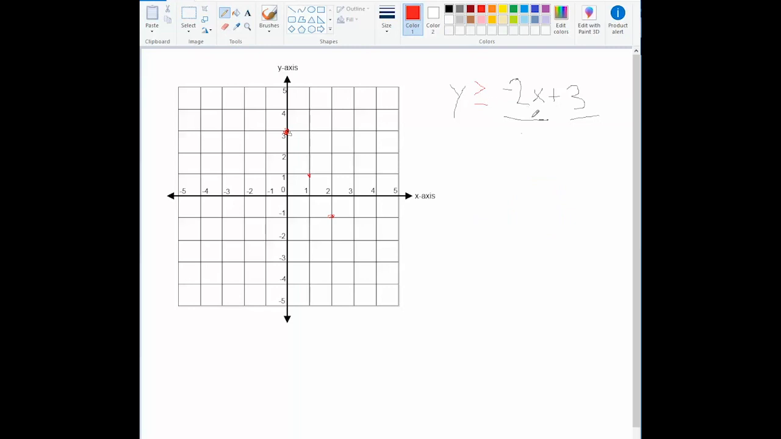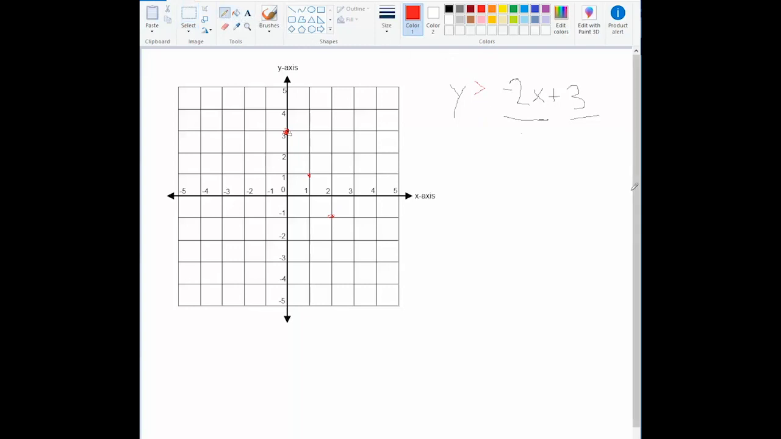Actually, let me backtrack. I'm not going to make it or equal to. I'm going to get rid of that and just make it greater than. So we've got the inequality, y is greater than negative 2x plus 3. The first thing we want to do is realize that it's not or equal to. It doesn't have any of that.